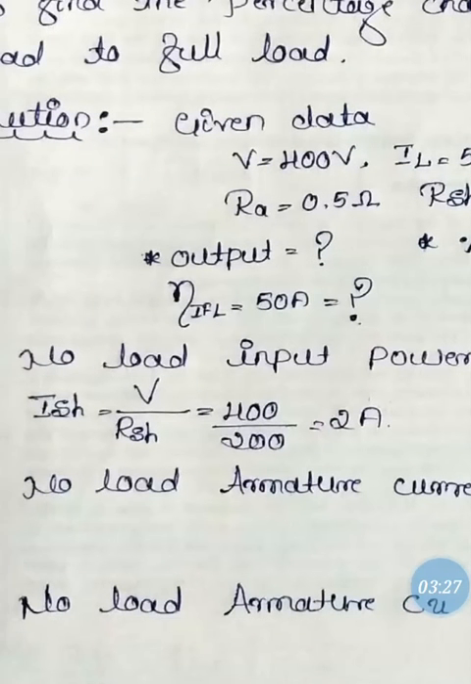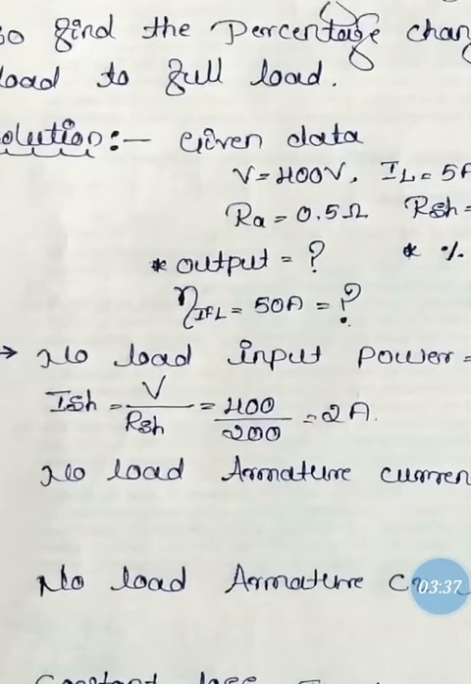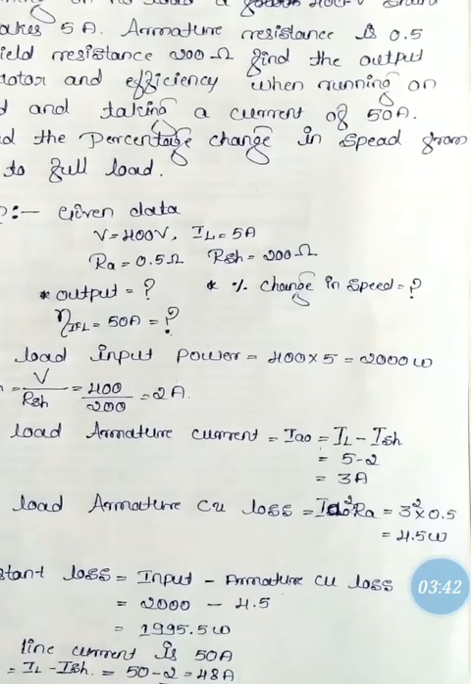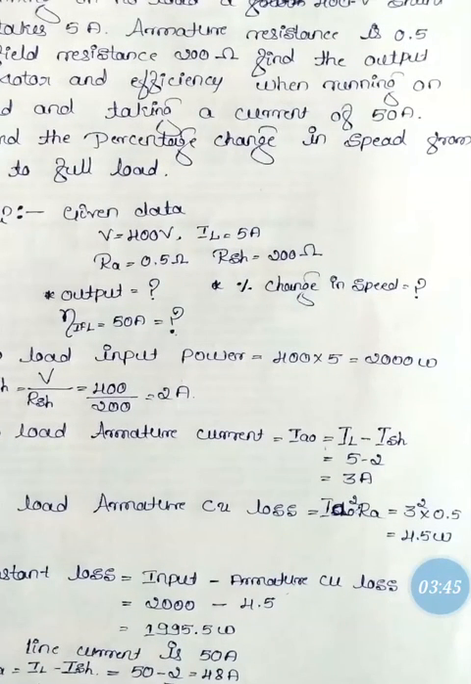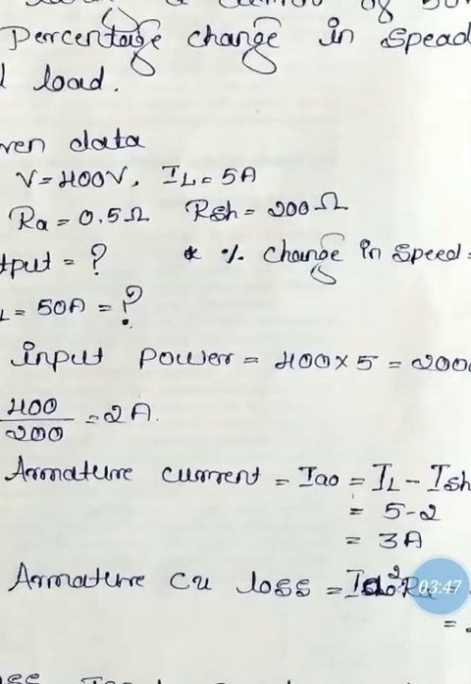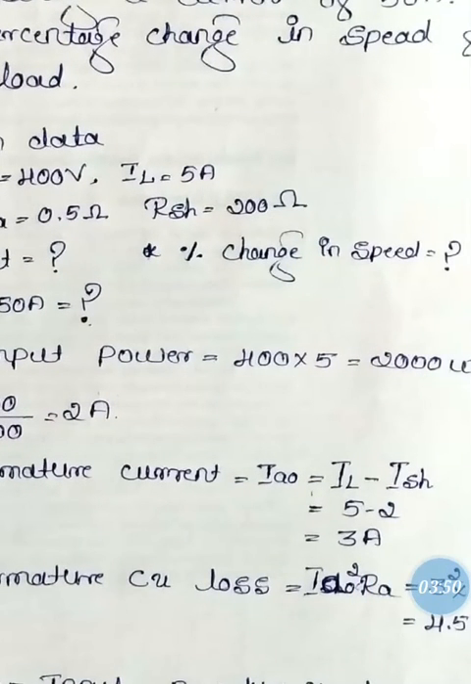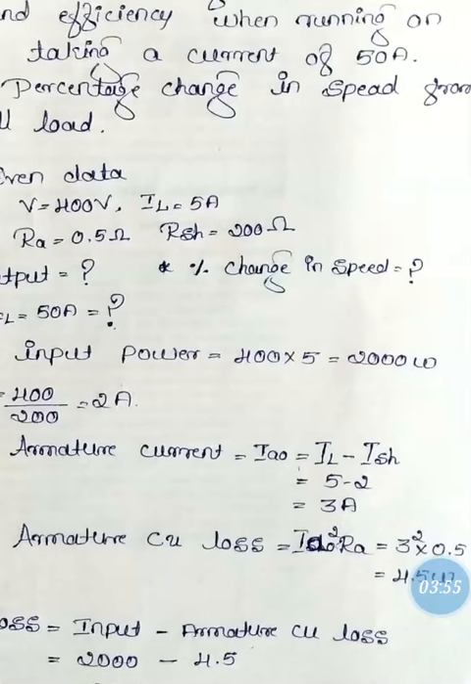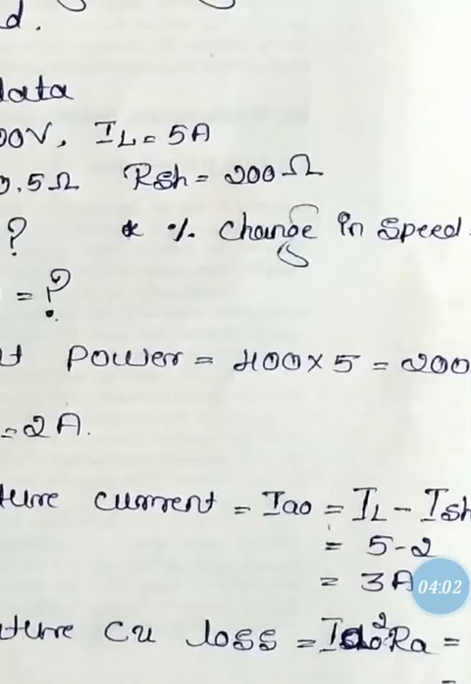Now the shunt field winding current is calculated as the ratio of supply voltage to the shunt field winding resistance, that is 400 divided by 200, which is 2 ampere. Then the no load armature current is calculated using the current equation of the motor, Ia0 equals IL minus ISH. IL is 5 ampere, given data, and ISH we calculated as 2 ampere. So the no load armature current is 3 ampere.